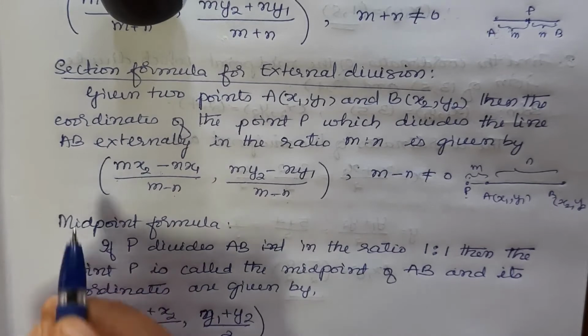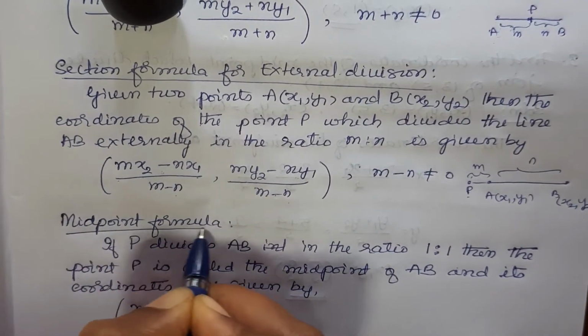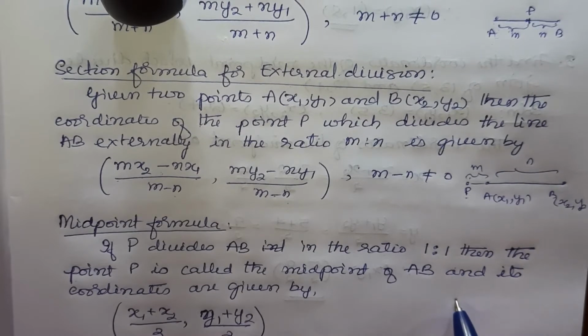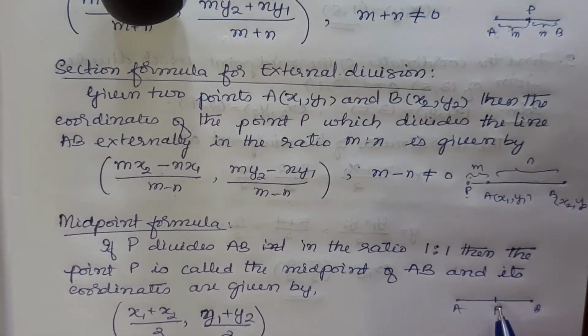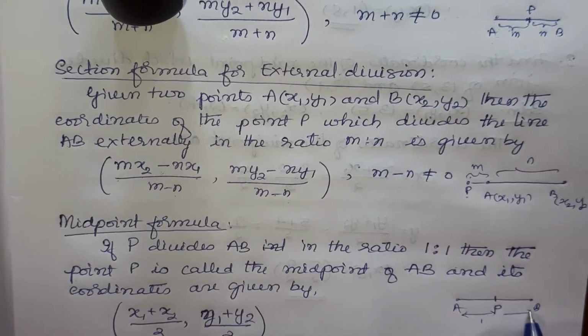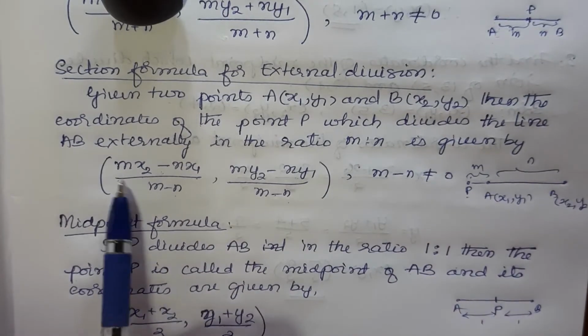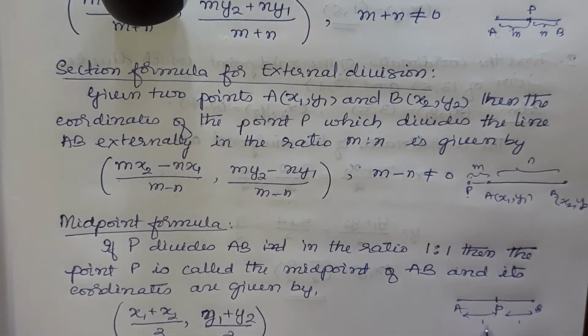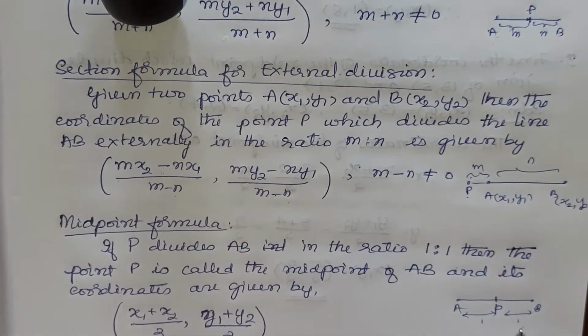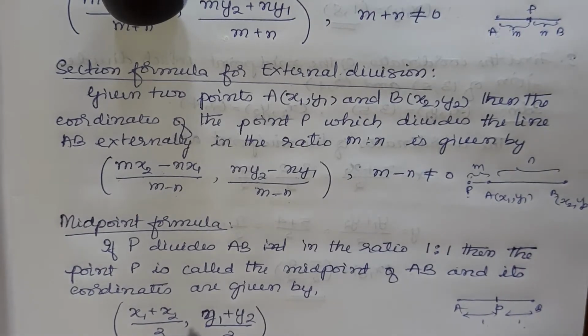Then there is something called the midpoint formula. What is this midpoint formula? Suppose P is a point which divides A and B exactly at the middle, then this point P is called the midpoint. If P is exactly divided into half, then the ratio will be 1:1. So if I put in the internal division formula, P is dividing AB internally in the ratio 1:1. If I substitute m and n as 1 and 1, then it will give me the coordinates of the midpoint.